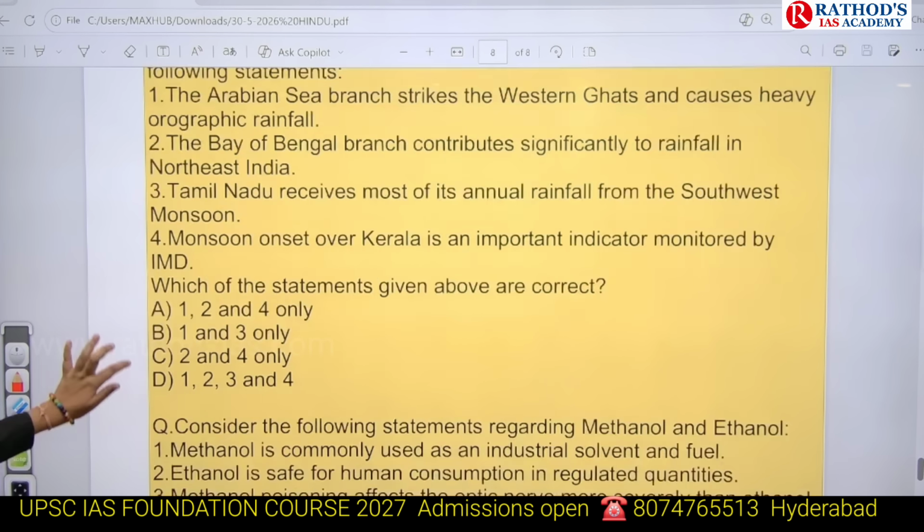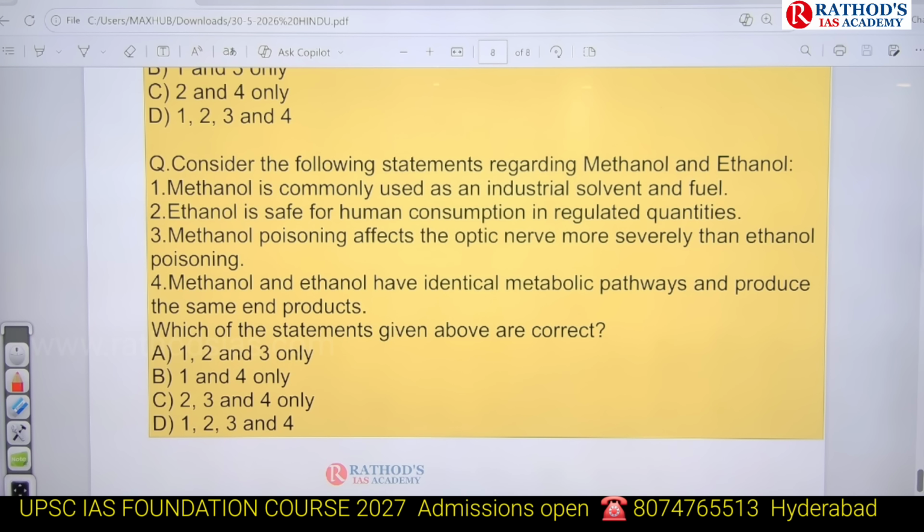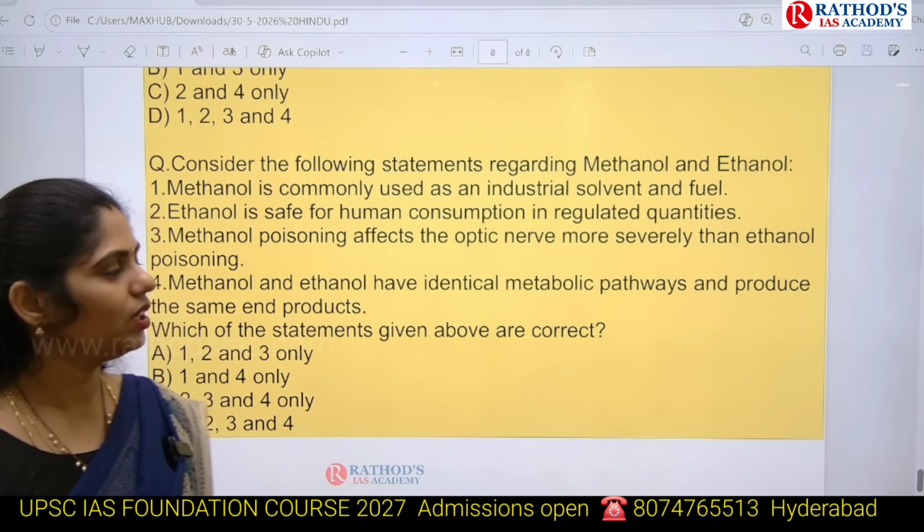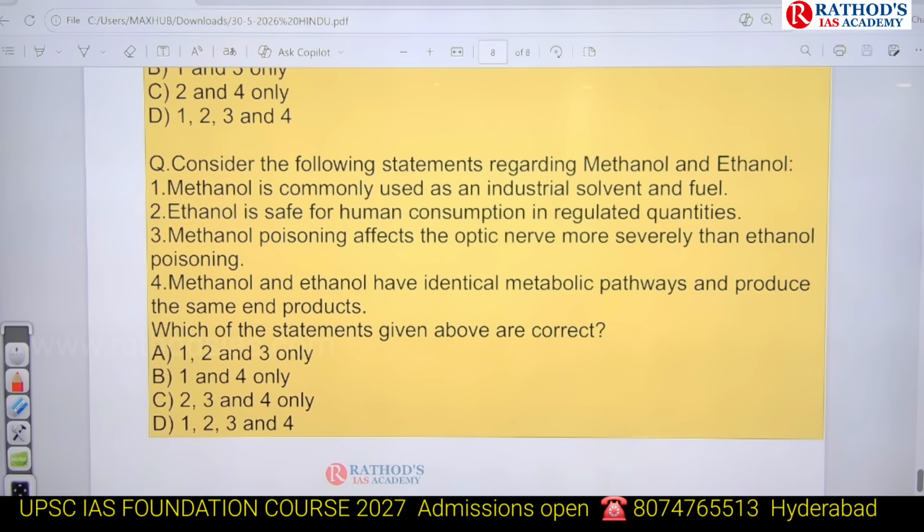See this next one, guys. Consider the following statements regarding methanol and ethanol. I said there may be a question by comparing these two. First one: methanol is commonly used as an industrial solvent and fuel. If you don't know, keep it aside. Ethanol is safe for human consumption in regulated quantities.